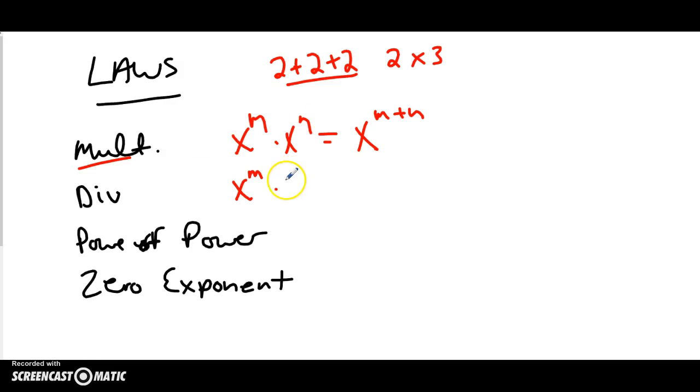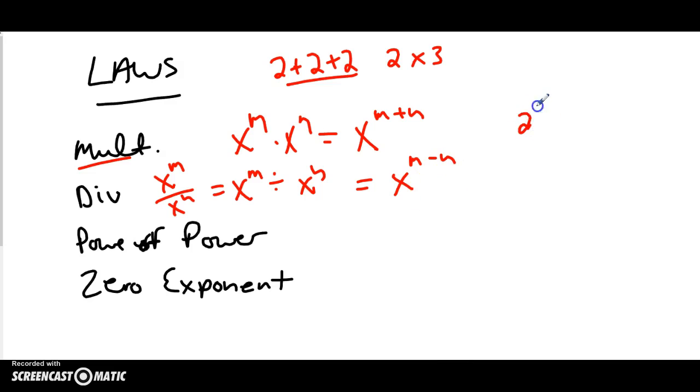Multiplying is adding, dividing is subtracting. You can either write this with an old-fashioned division sign, or you can write it like this, x to the m over x to the n, same thing, okay? And what you end up with as the resultant is x to the m minus n, okay?